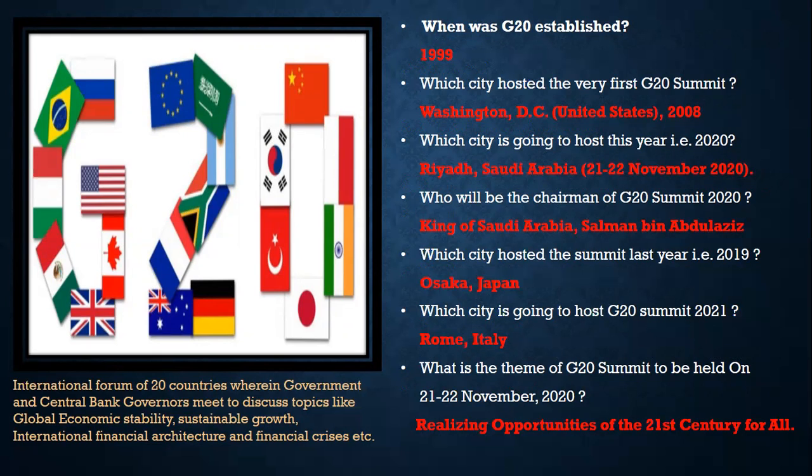Now, what is the theme of the G20 summit to be held on 21st and 22nd of November 2020? The answer is realizing opportunities of the 21st century for all. So the theme of the G20 summit to be held on November 21st and 22nd, the answer is realizing opportunities of the 21st century for all.